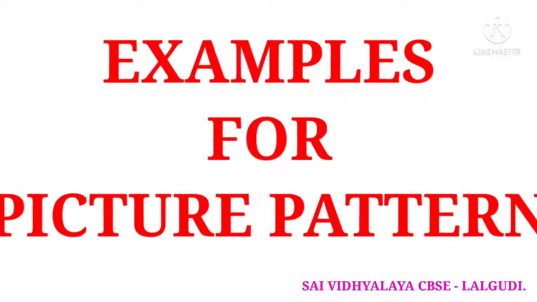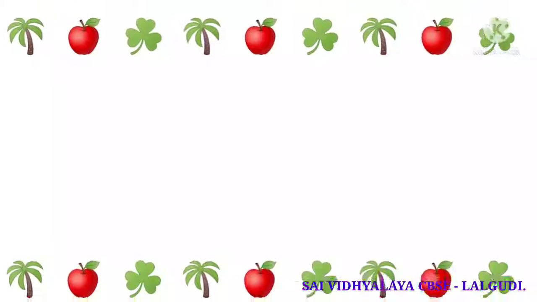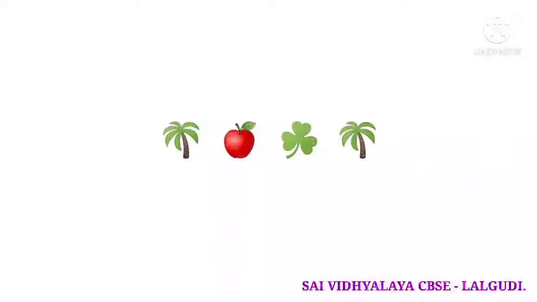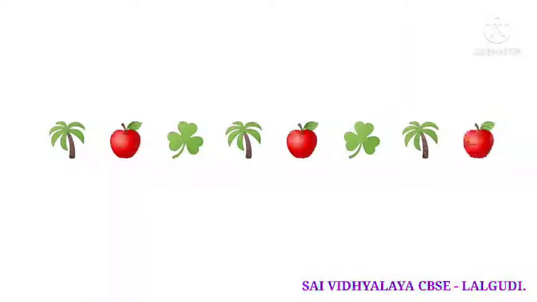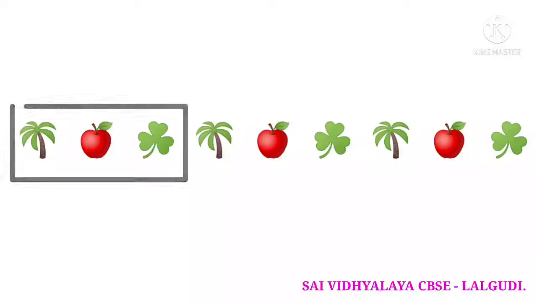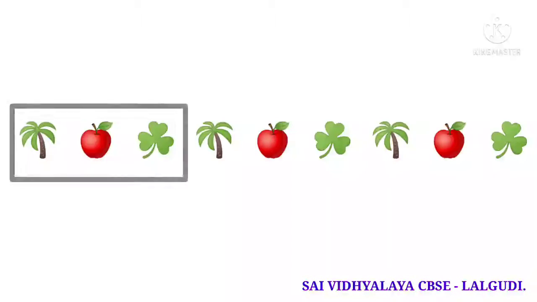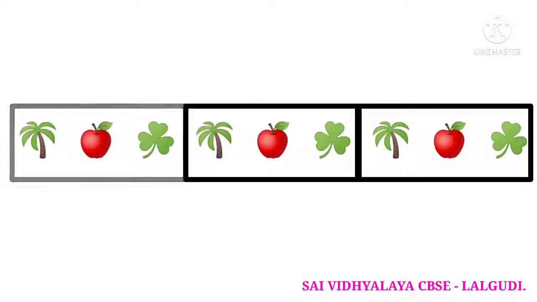Let's see some examples for picture pattern. Here we have a tree, an apple, a leaf. A tree, an apple, a leaf. Look at this. Here a tree, apple and a leaf is the core part of the pattern. This part repeats again and again to create this pattern.